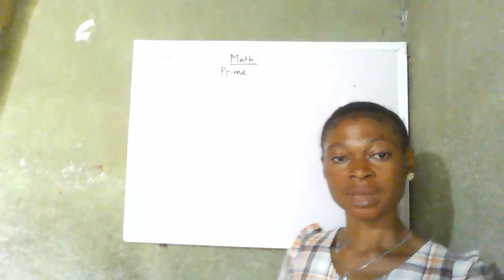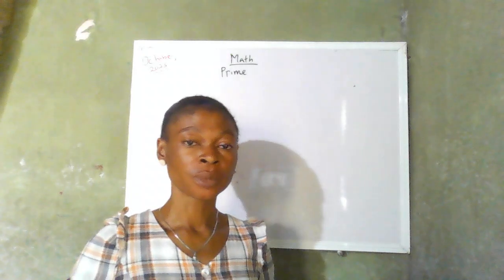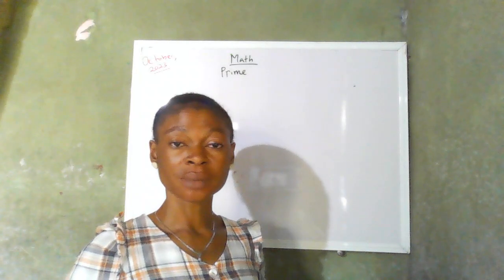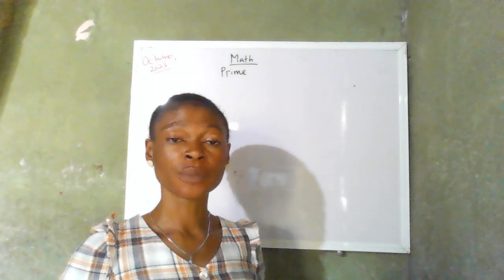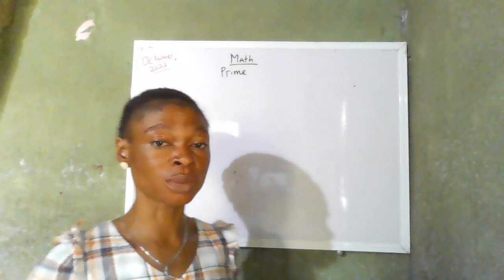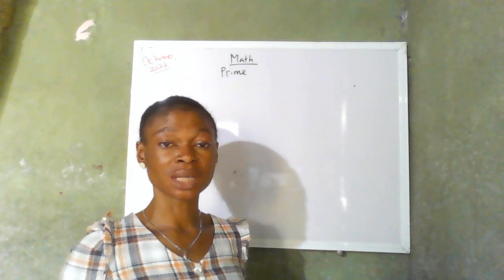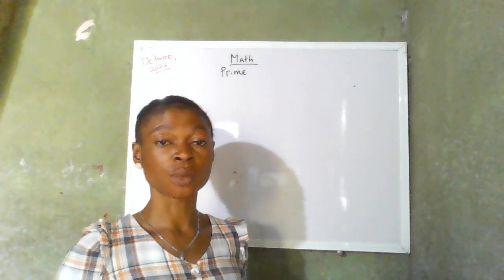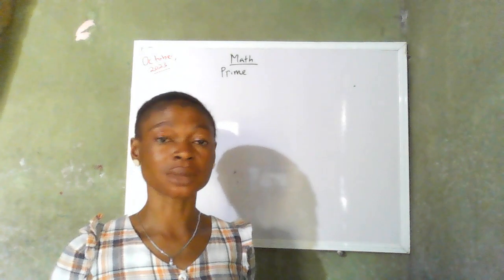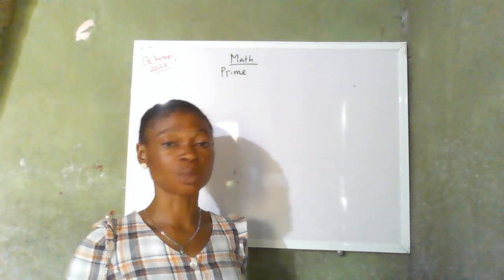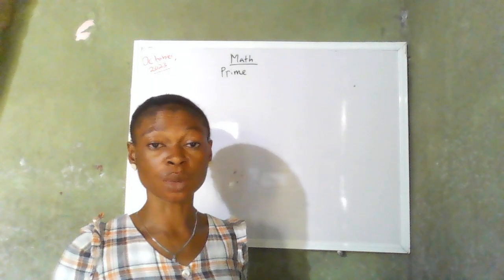In today's math lesson for this particular grade, we'll be moving further on the topic prime numbers. In the first lesson for this series, we learned how to identify prime numbers, which are numbers that are divisible by only itself and 1. Examples we have 11, 19, 7, 5, 31, 37, 41, 43, and so on.